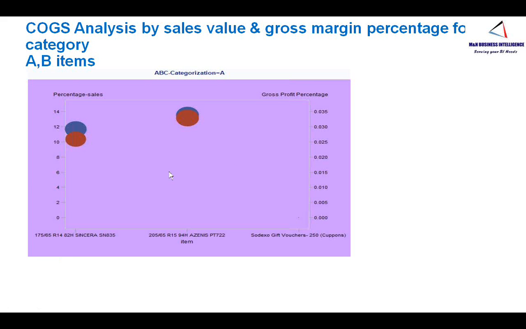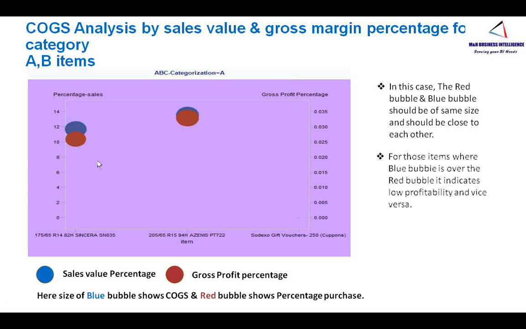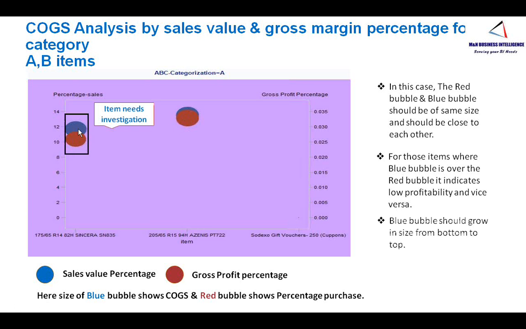Now we next come down to looking at the category A items, but in a different format. And here we see that whatever sale you have, that much is the profit. So if these bubbles are close to each other, then you are okay, right? Now, in case the blue bubble is over the red bubble, then it means low profitability. In case the red bubble is over the blue bubble, then it indicates a high profitability, right? And the same case here. So here, this item needs investigation. That means with higher sales value, why is the gross profit percentage sales lower, right?